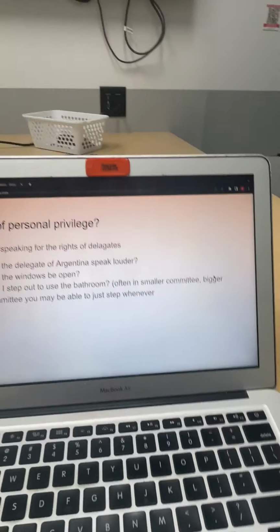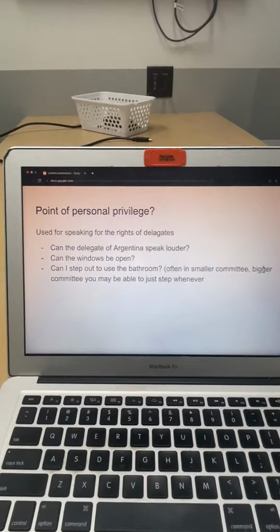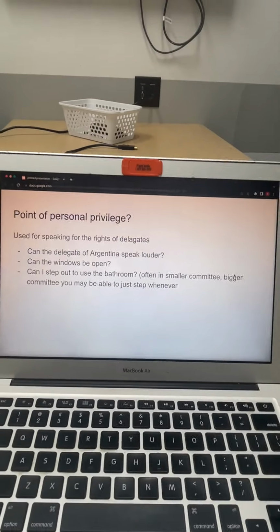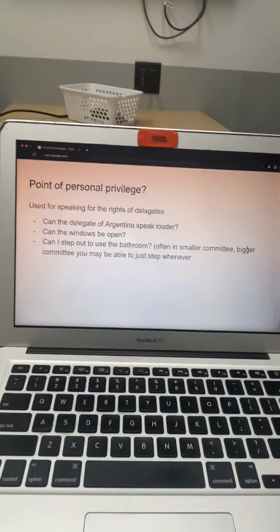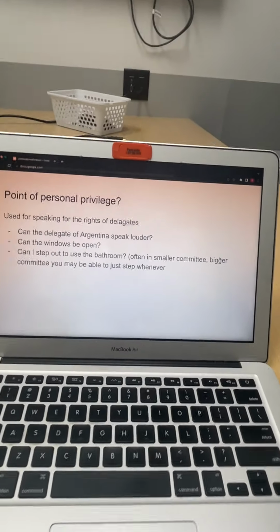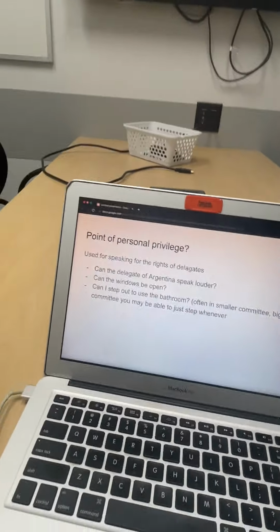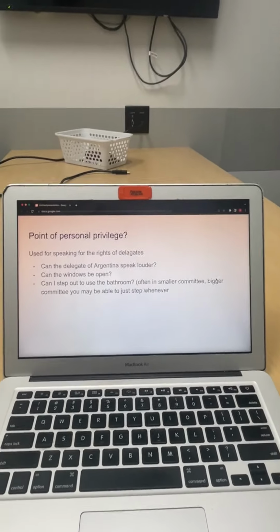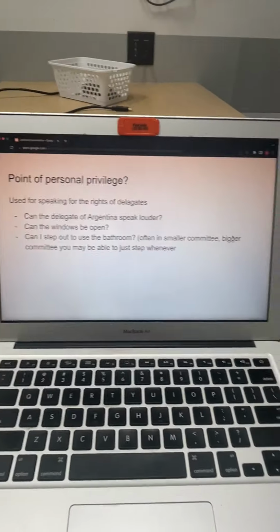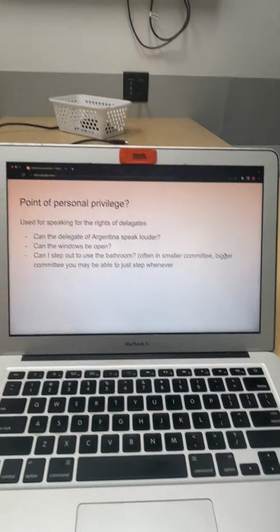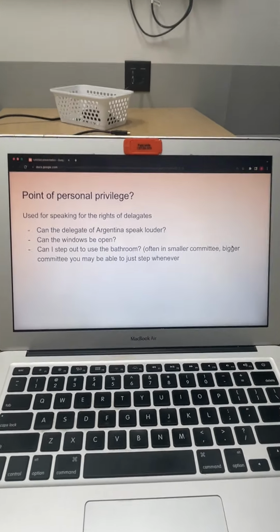Next one, point of personal privilege, used for speaking for the rights of delegates. So, can the delegation of Argentina speak louder? Because you can't hear them, so you ask for a point of personal privilege to make sure they speak louder so you can understand what they're trying to say, and maybe make a rebuttal afterwards if you're on the speaker's list next. That's very important. Can the windows be open? Maybe it is too hot, too cold, and you just need the fresh air. May I step out to use the bathroom?